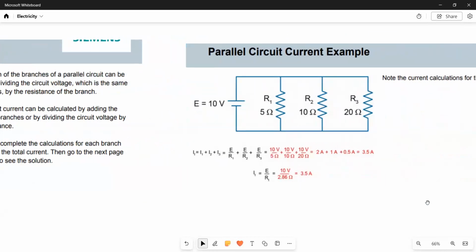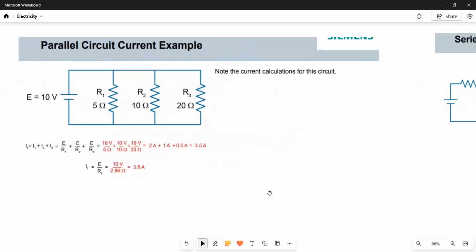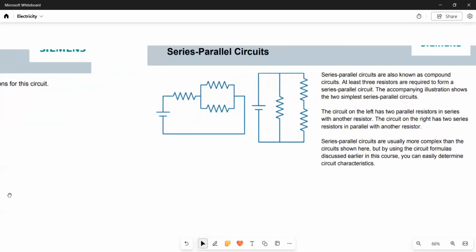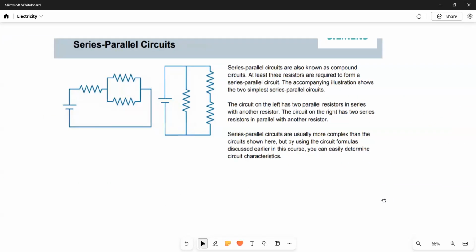So let's see what happens. So the total current, notice they add them up, is 3.5 amperes. You follow that? I'm not hearing anybody saying anything. Yes, sir.